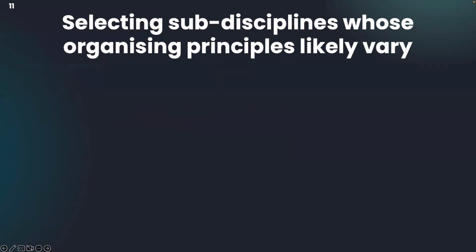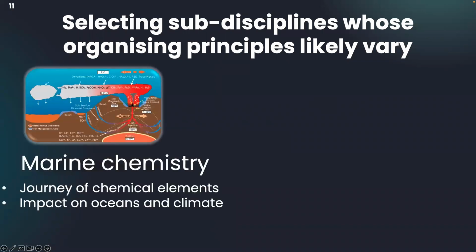So let me very briefly talk about the two subdisciplines. I aimed to select subdisciplines whose internal organizing principles likely differed, since such a difference could then be reflected in how discourse features were used. I selected one subdiscipline which is based on chemistry and the other which is based on physics. The one based on chemistry is called marine chemistry. It's concerned with tracing the journey of chemical elements from original source through the ocean to sediment deposition. At least that's the traditional focus of marine chemistry. The relatively new focus is understanding the impact of these chemical elements on the whole oceans and global climate.